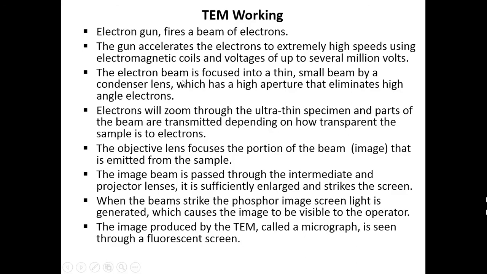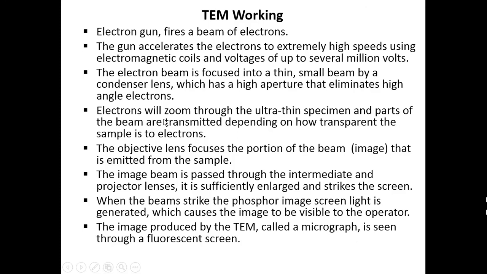Okay, the electron beam is focused into a thin small beam by a condenser lens. I told you already, which has a high aperture that eliminates high angle electrons. I told you the extra electrons, the extra electron beam emissions, that is what we call the high angle electrons, that will be eliminated. And only the collimated beam of electrons will be passing through.